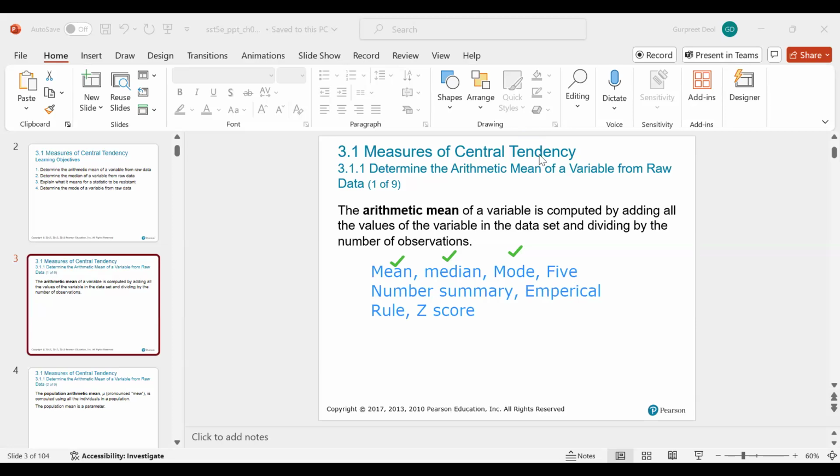Okay, so 5-number summary and empirical rule. We're going to be talking about that. So taking us forward, this is talking about mean again.